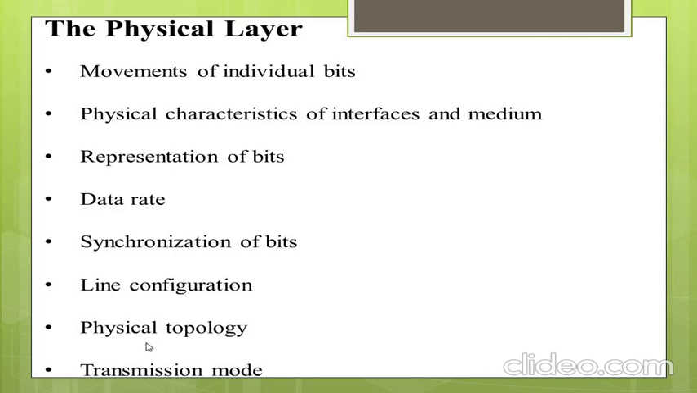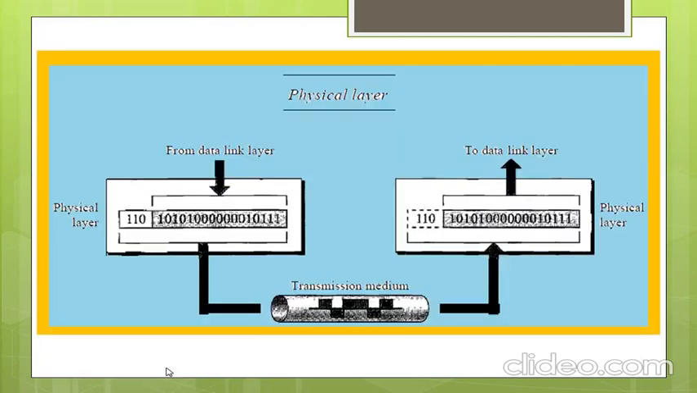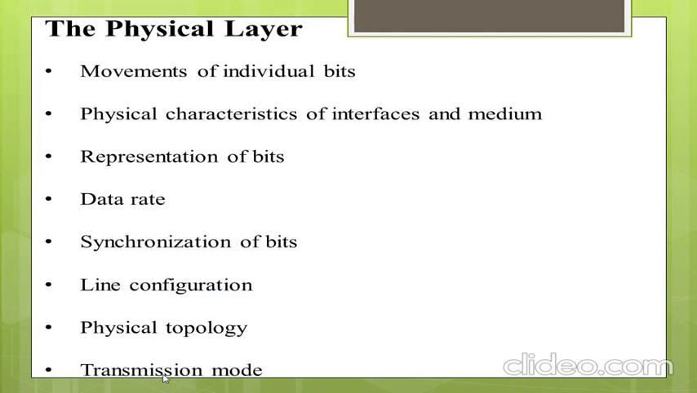The physical layer also defines the direction of transmission between two devices. So this transmission mode can be simplex, half duplex, or full duplex. In simplex mode, only one device can transmit and the other can only receive, whereas in half duplex, both the devices can transmit as well as receive, but not at the same time. Whereas in full duplex, both the devices can transmit and receive at the same time.